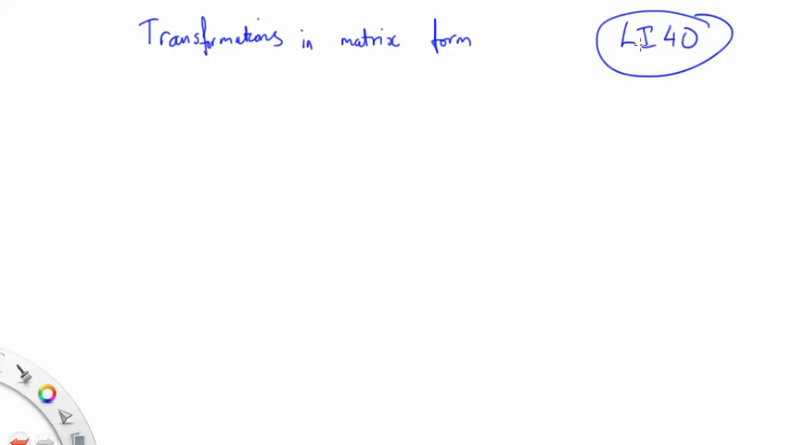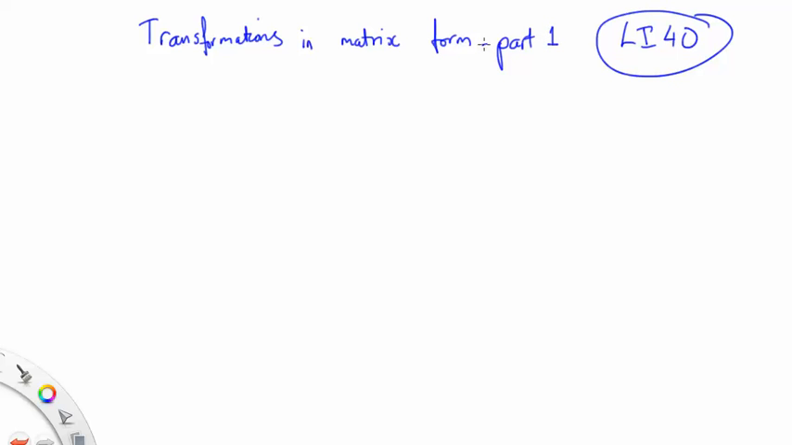Hello, in this video we're going to look at transformations in matrix form. And this is for learning intention 40. Can you believe it? We're up to learning intention 40. This is going to be part 1.